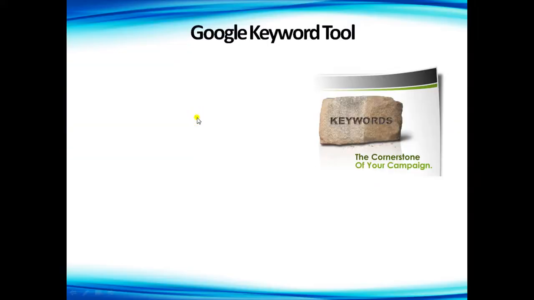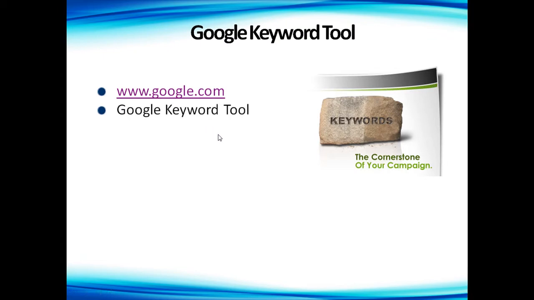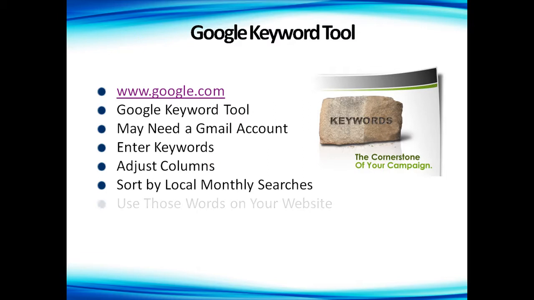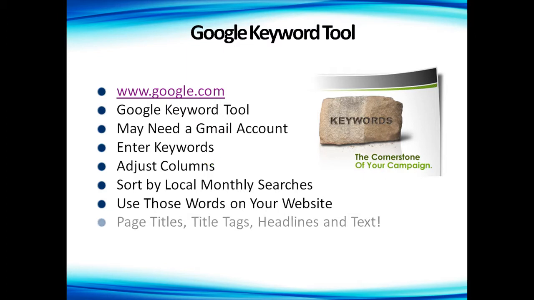So for the Google Keyword Tool, remember we went to google.com. We typed in Google Keyword Tool. You may need a Gmail account, although I don't think so, in order to use the tool. It's completely free. We entered our keywords. We adjusted the columns to the ones that we wanted, and we clicked on the local search results in order to see the terms that are searched most often in the U.S. Again, we sorted by local monthly searches, and those are the words that you want to use on your website as page titles, title tags, headlines, and text.